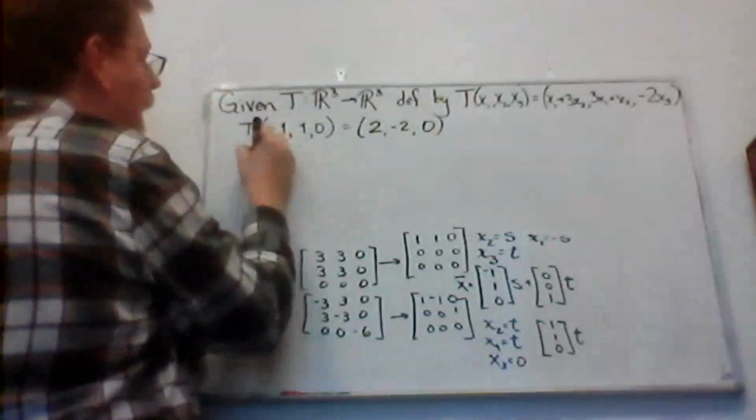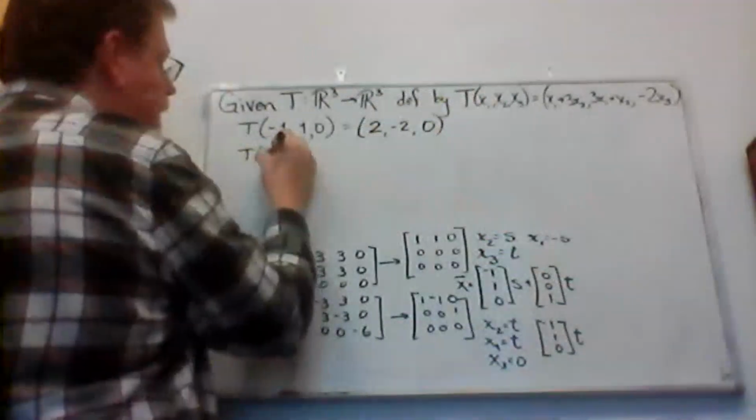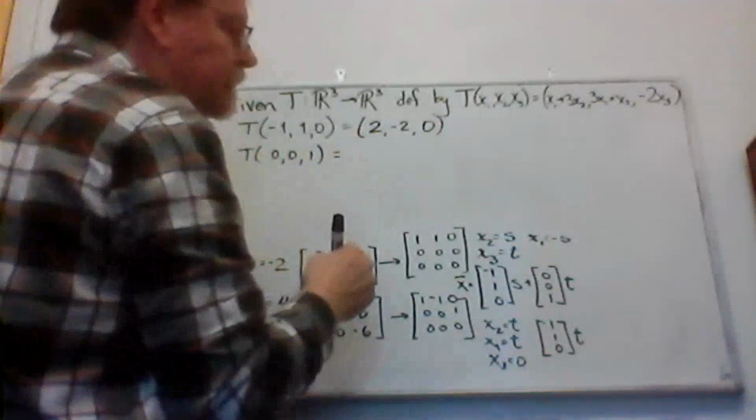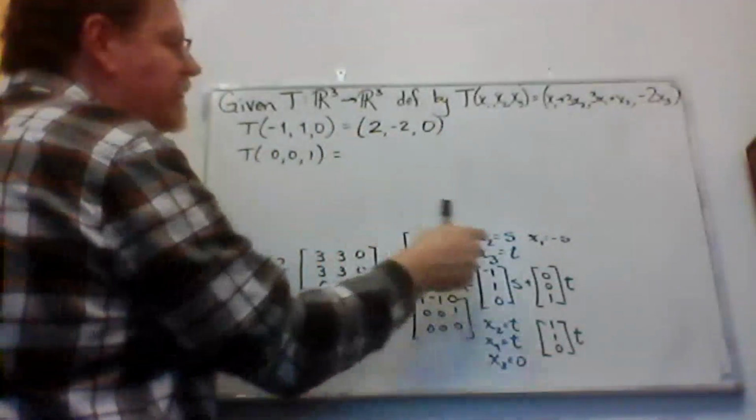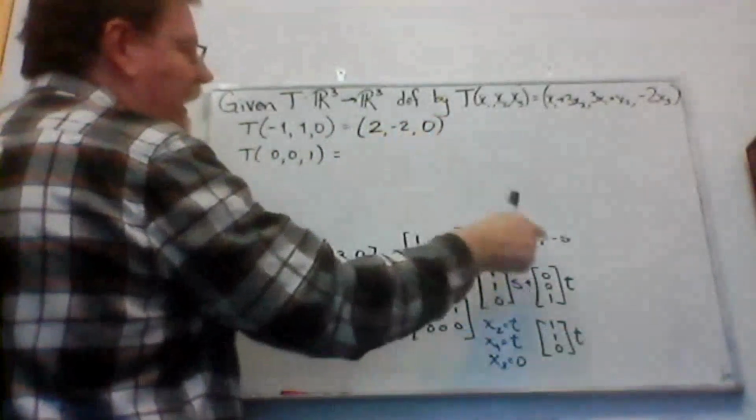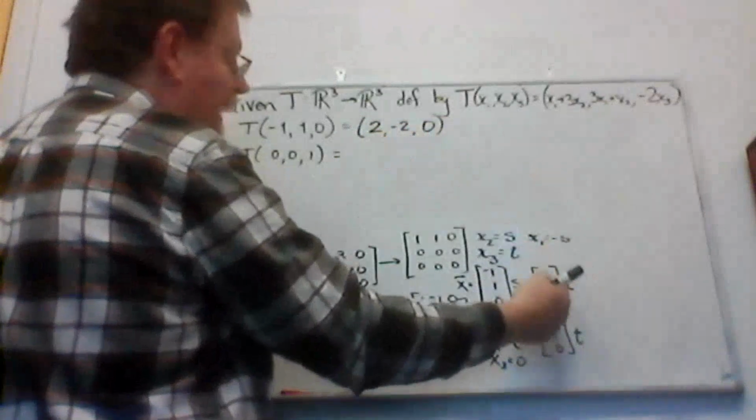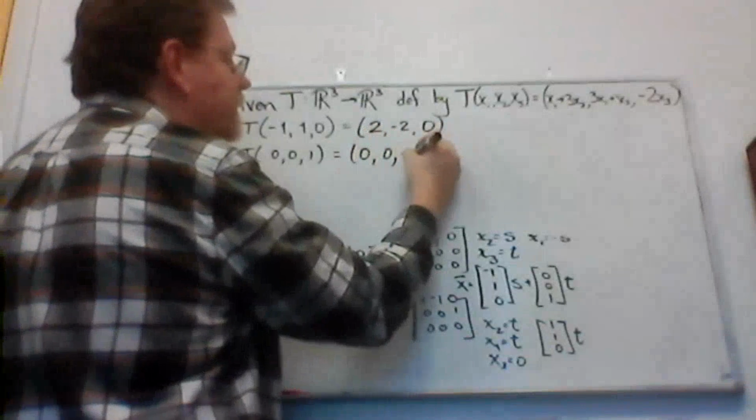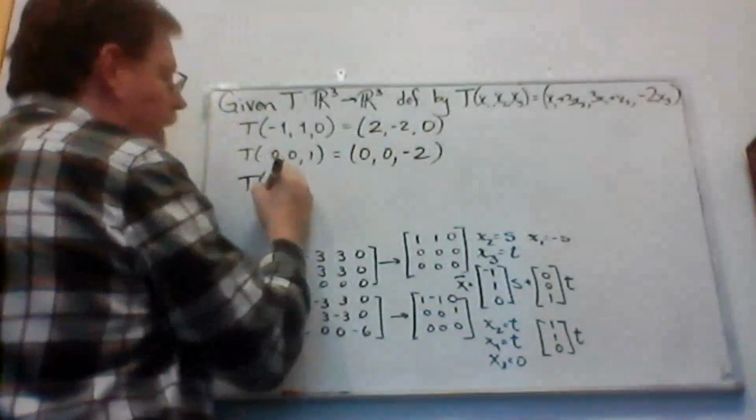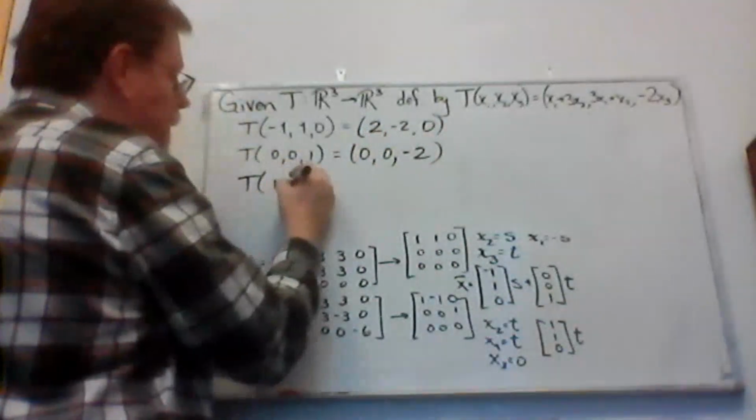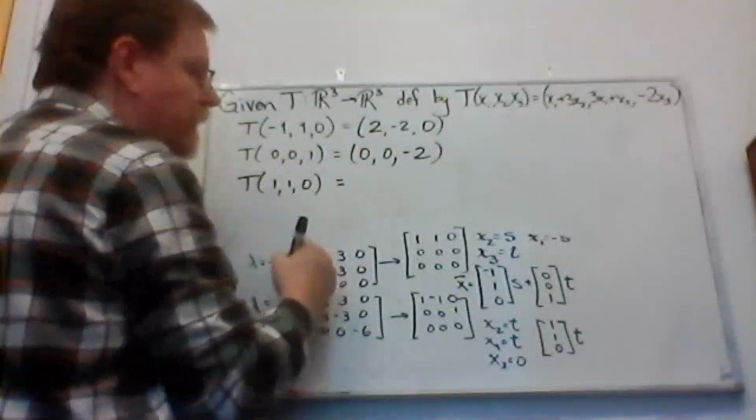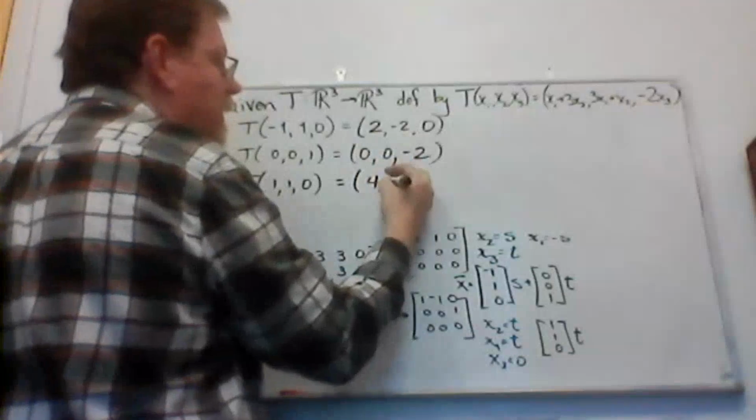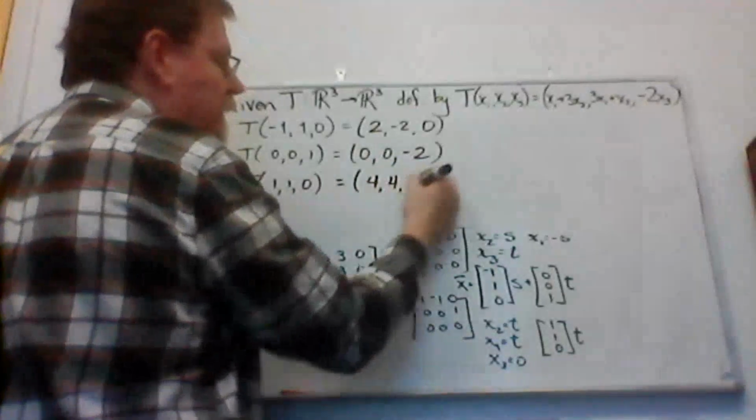Okay. And then look at the next one, 0, 0, 1. So there, this gets taken. Again, the only thing that's not 0 is x3. So that's going to be 0, 0, and then -2. And then we'll look at 1, 1, 0. So here I get 4, 4, 0.